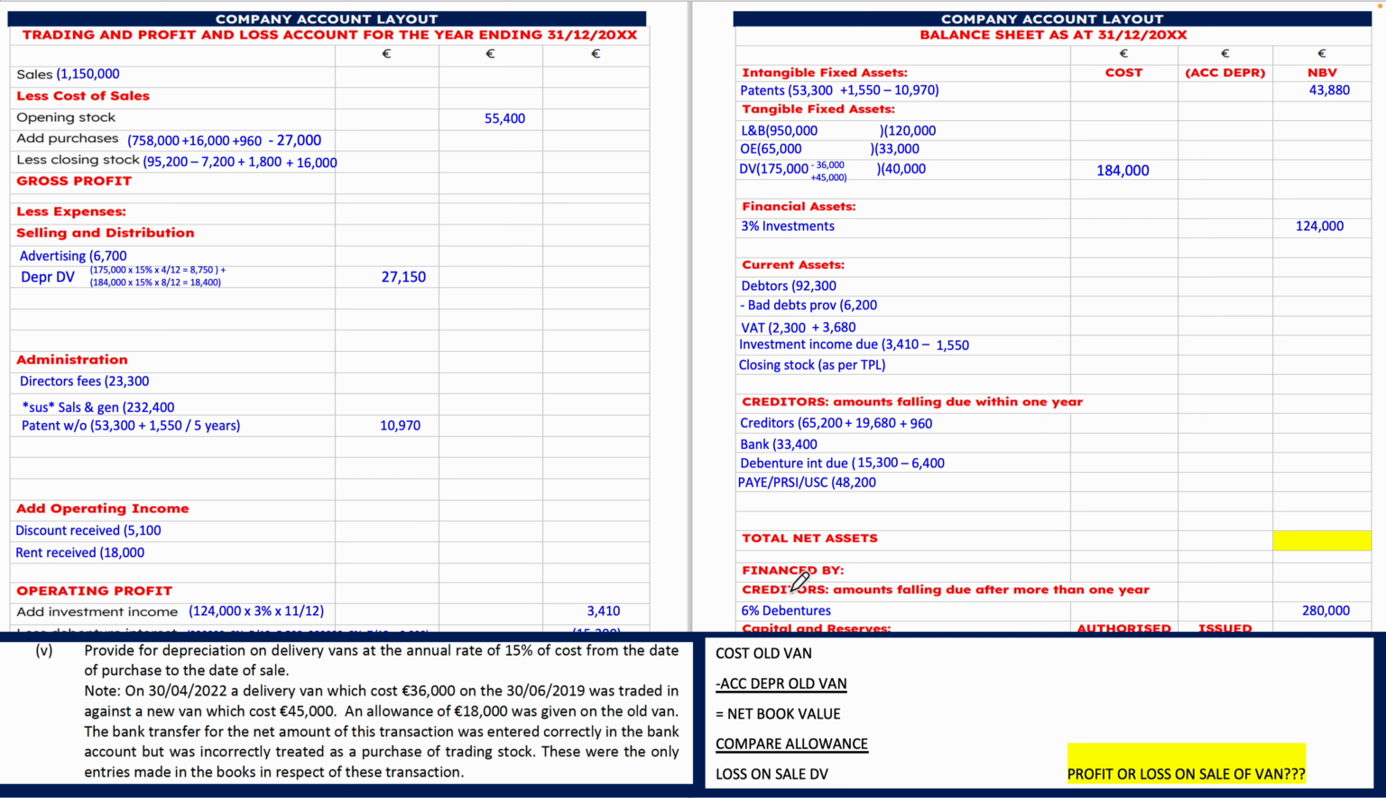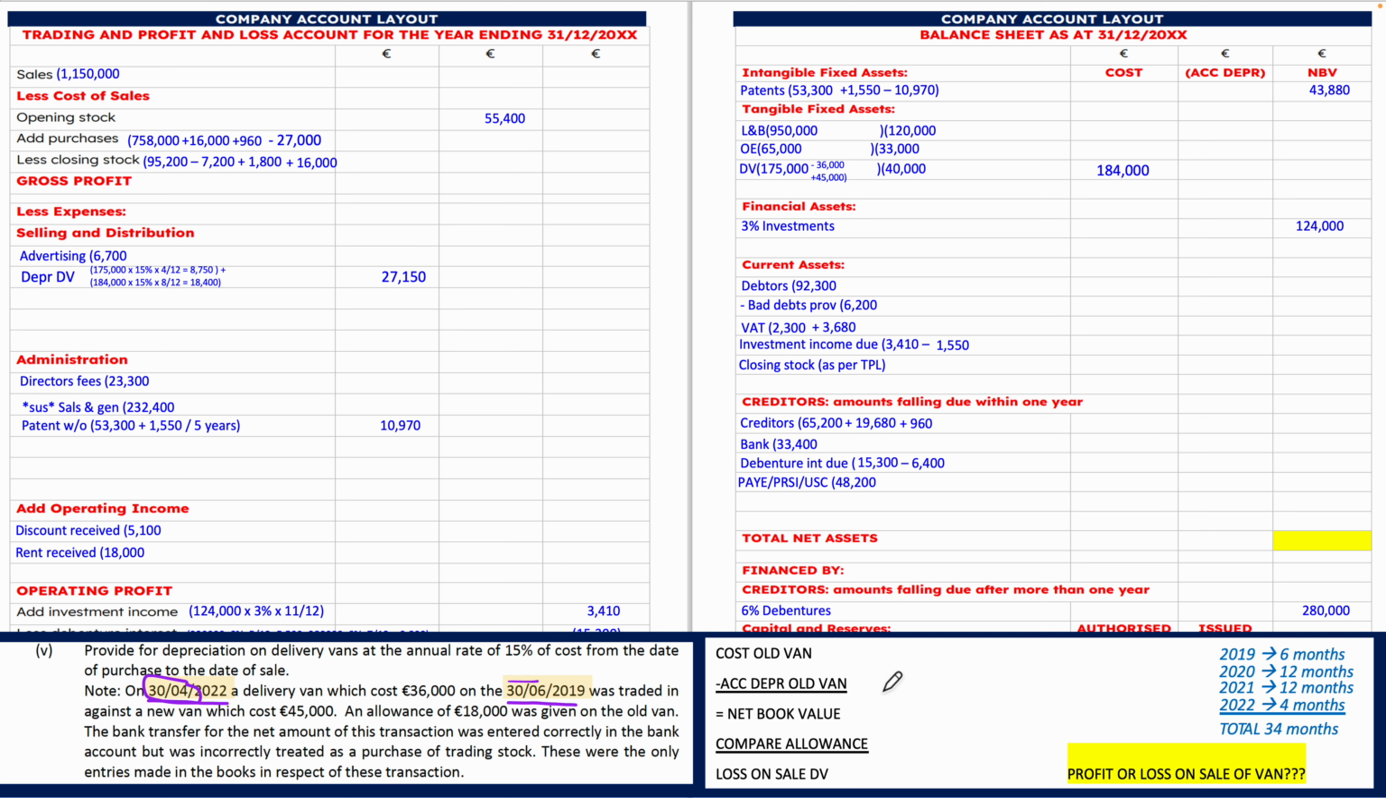Looking at the dates that we had the old van for, we bought it on the 30th of the 6th 2019 and we sold it on the 30th of the 4th 2022, right? So in 2019 we had it for 6 months. We had it for all of 2020, all of 2021, and then in 2022 we just had it for 4 months. So 6 and 12 and 12 and 4 gives us 34 months. So we had that old van for 34 months.